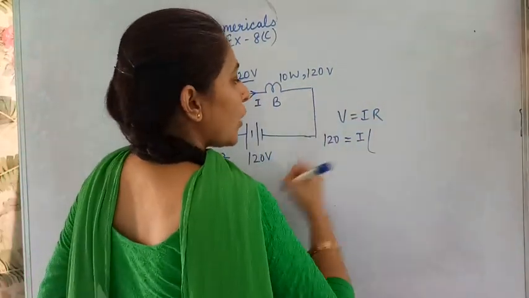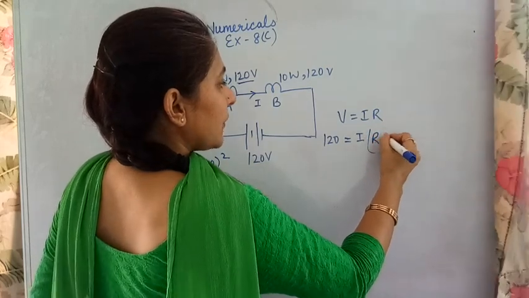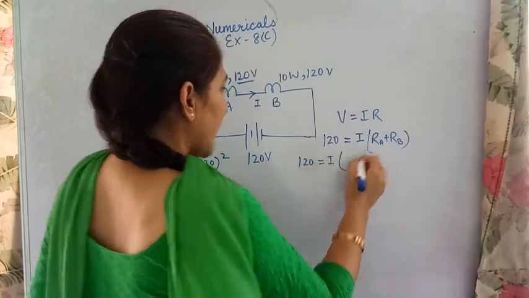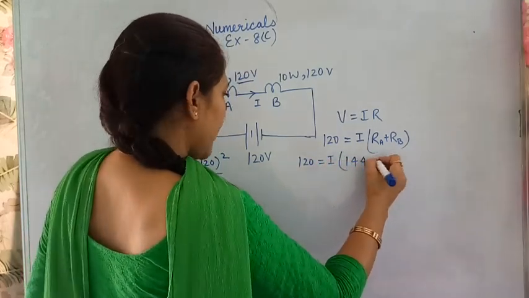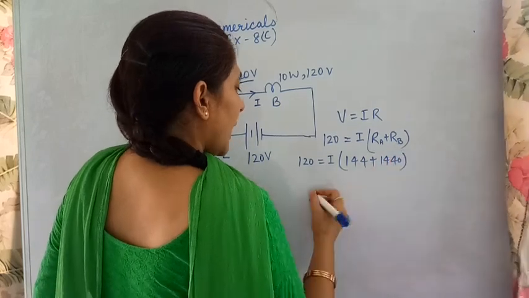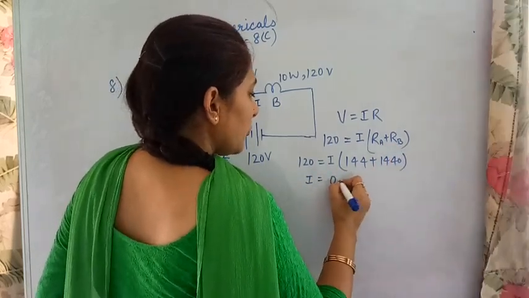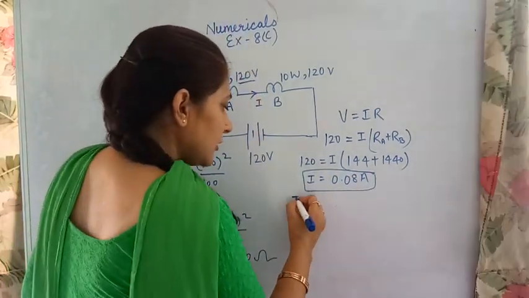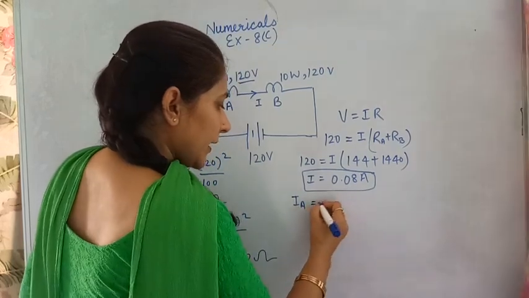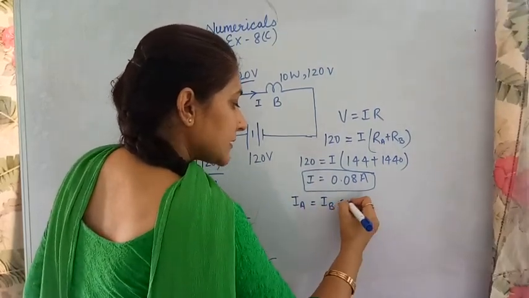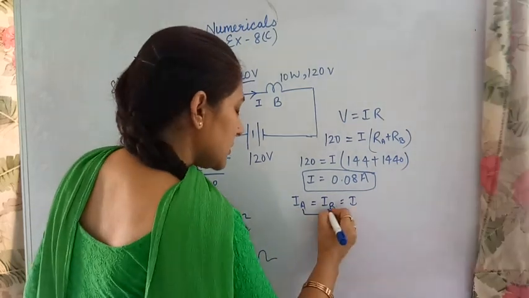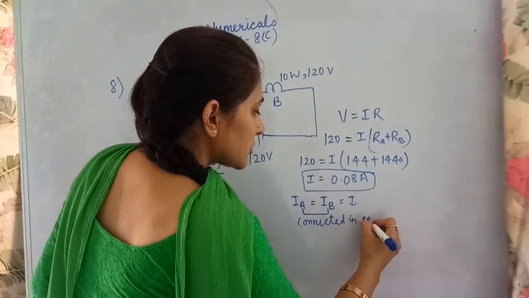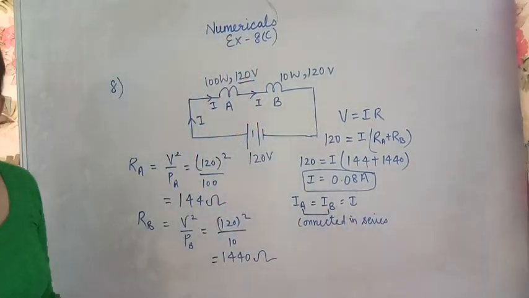So here I into R, total resistance is resistance of A plus resistance of B. Put the values. 120 is equal to I, RA is 144, RB is 1440, and when you solve it you will get 0.08 ampere. That means this is the current which is flowing through the circuit, and current through bulb A is also the same one, current through bulb B is also the same one, that is equal to the current flowing through the circuit because these two are connected in series. Okay, this is our first part.